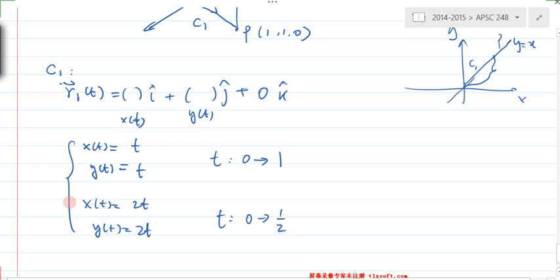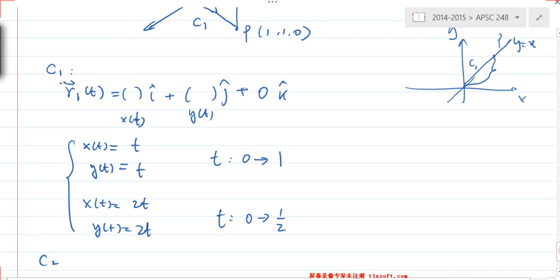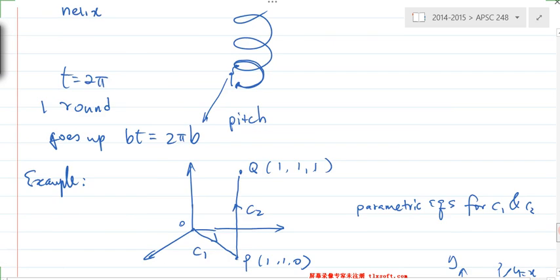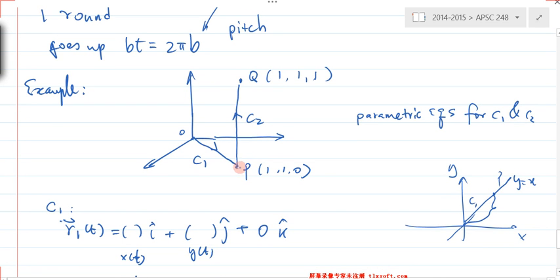Okay, so C2. Again, let's do the obvious one here. C2 describes another straight line. It's actually a vertical line from P to Q. What would be the most obvious one here? You have x of t, y of t, z of t.